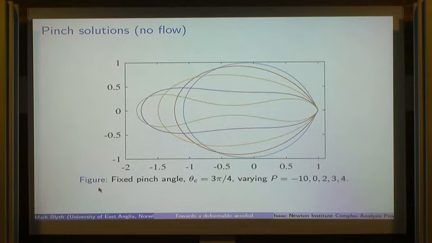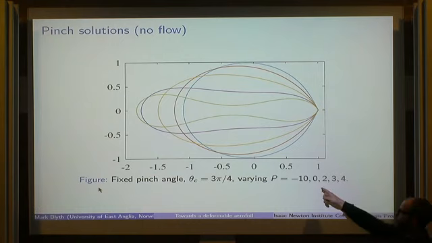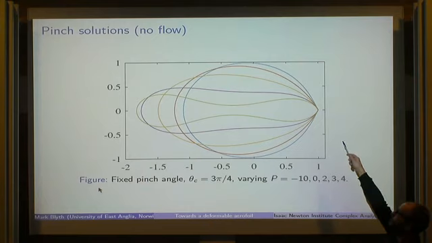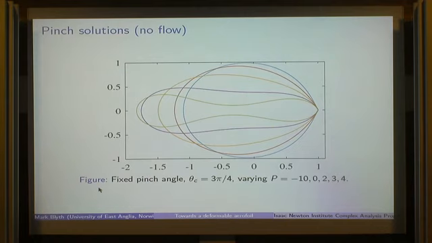If instead we fix the angle, theta c, to be 3 pi over 4 in this case, and I vary p, then this is the effect. When p goes negative, the pressure on the inside is higher than the outside. So it's like you're trying to inflate it. So it wants to go to a circular shape. But it can't go to a circle because it's being pinched at one point. But it does its best. And that's the blue line.